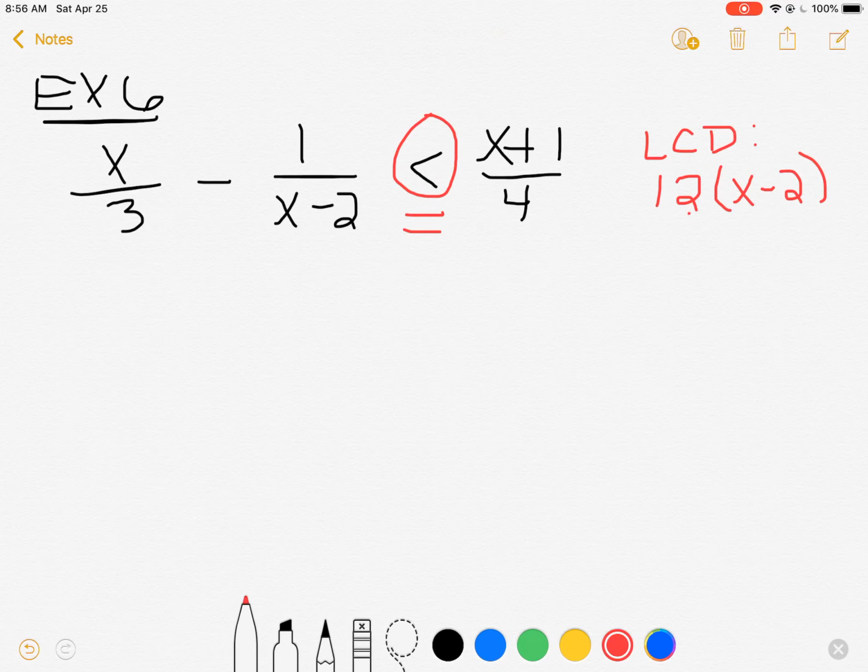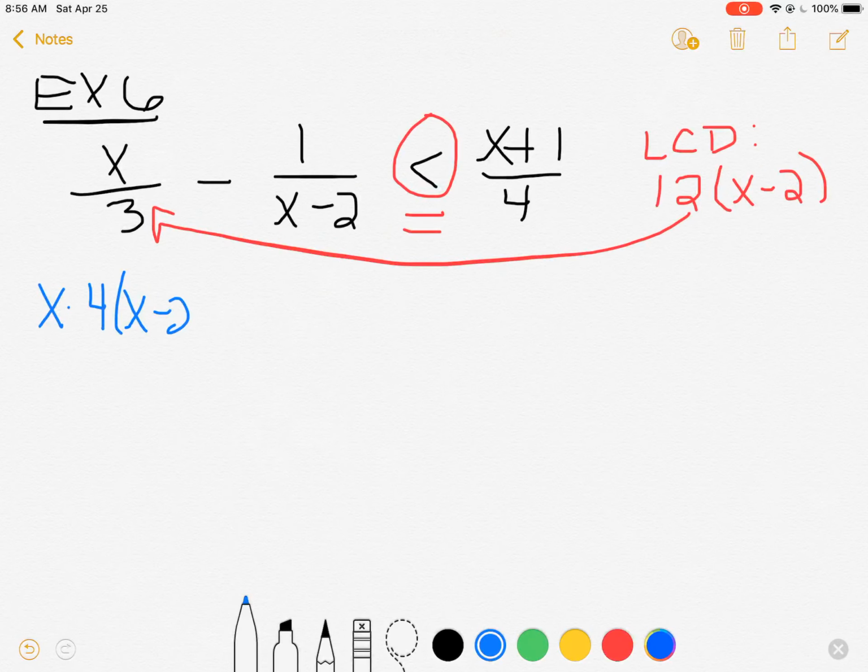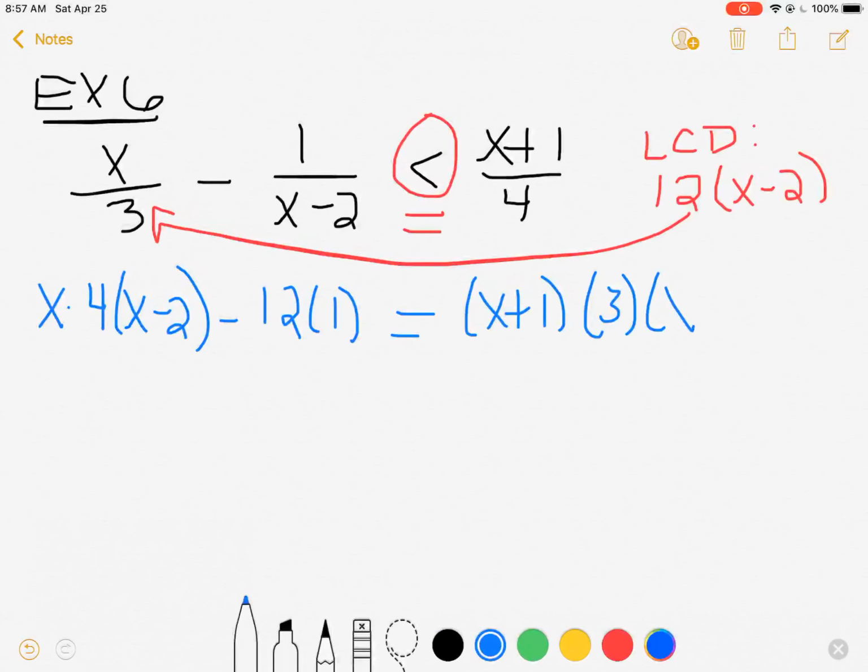So when I multiply this to this first fraction, 3 goes into 12 4 times, and so I have x times 4 times x minus 2. Here, the x minus 2's cancel, and I get 12 times 1. I'm going to think about this as an equal sign. 4 goes into 12 3 times, so I have x plus 1 times 3 times x minus 2. So I multiplied the LCD to each one of those fractions.